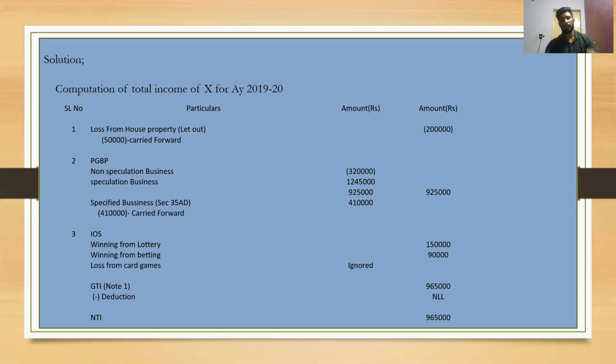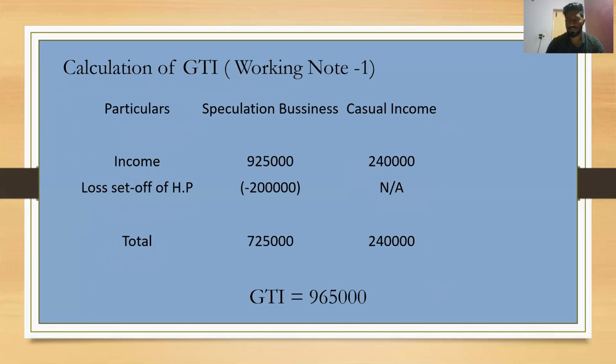The main thing you have to focus on here is the carry forward. We have two carry forwards in the solution. One is from house property, which is 50,000 rupees, and another is 4,10,000 rupees, from the losses of specified business. These are the two we are carrying forward into future assessment years, as per the guidelines of income tax. So this is the first illustration, which is very simple and concept-wise a very basic question.